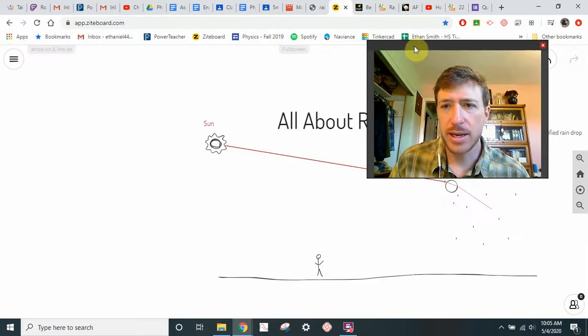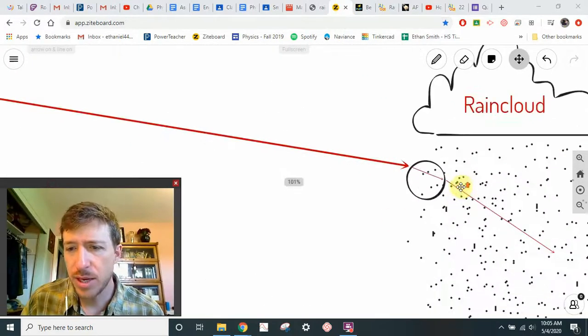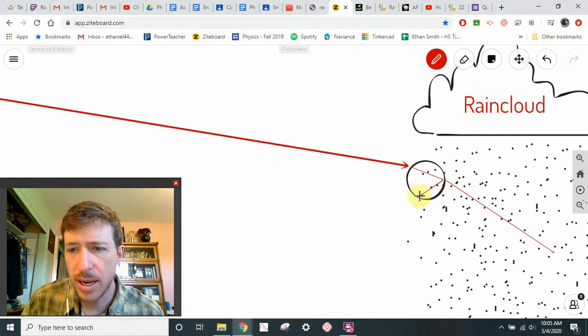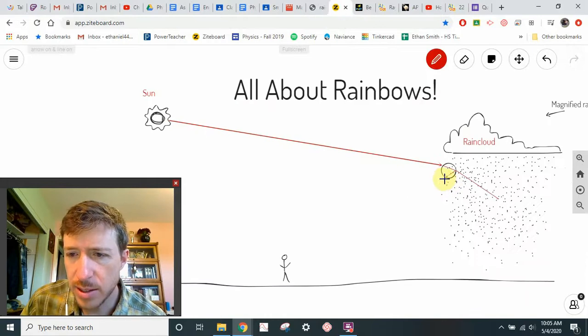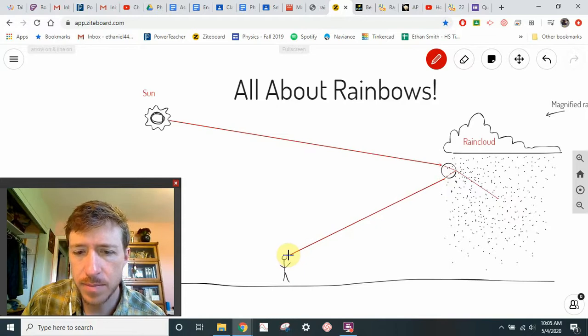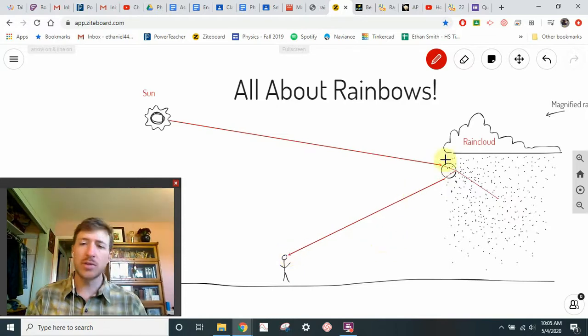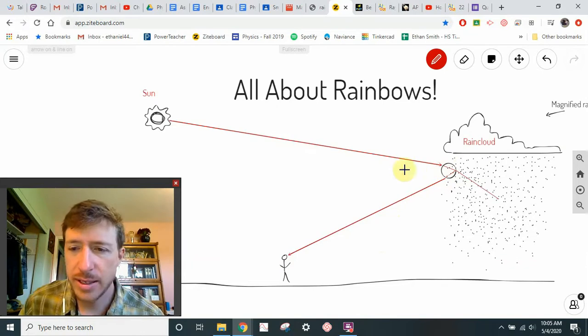So if we look here, we can diagram this in our drawing. Inside this raindrop, some light bounces back, and based on the angle it's bouncing back at, it refracts and bends back towards our eyes, just like that. This would be an example for a red wavelength as it goes through.